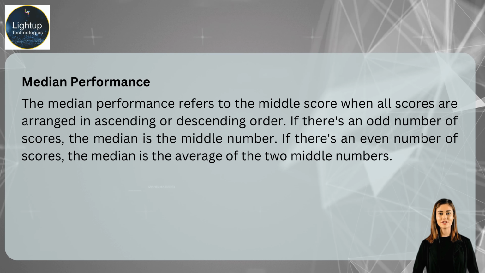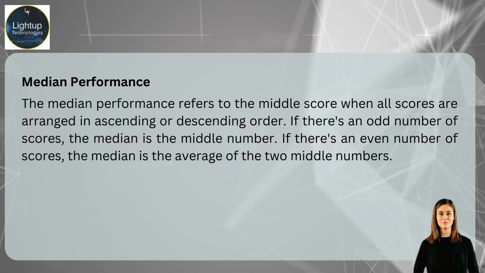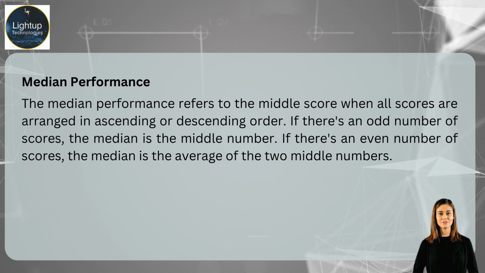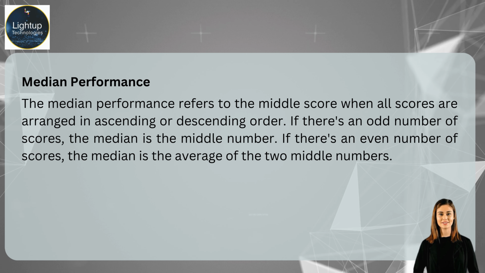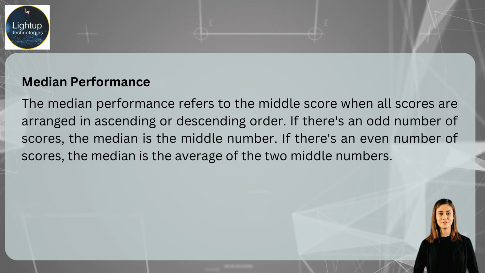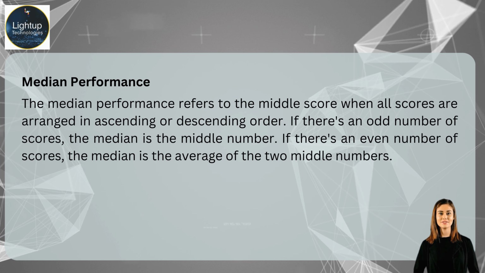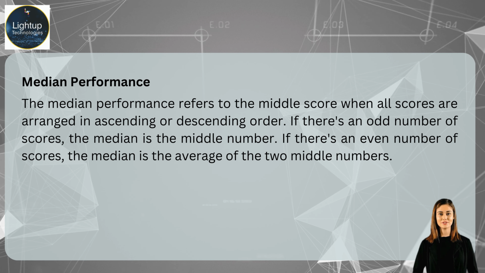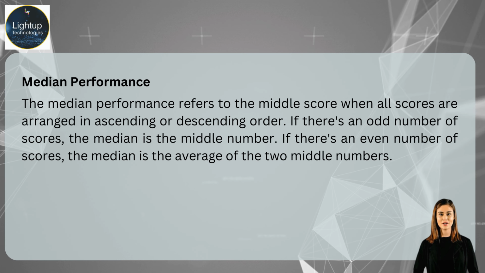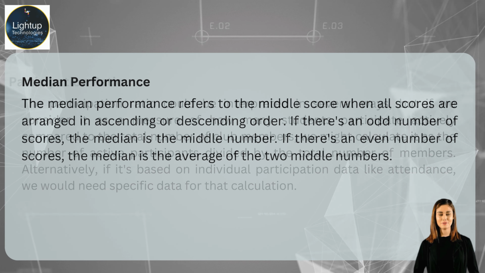Median performance. The median performance refers to the middle score when all scores are arranged in ascending or descending order. If there's an odd number of scores, the median is the middle number.